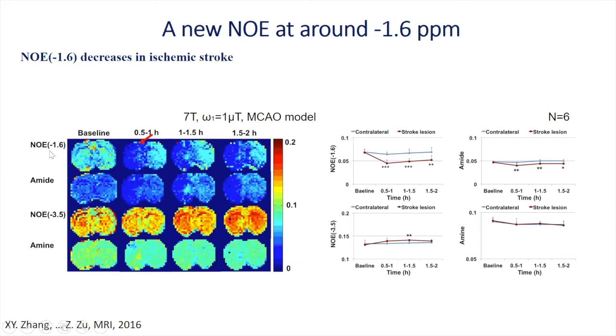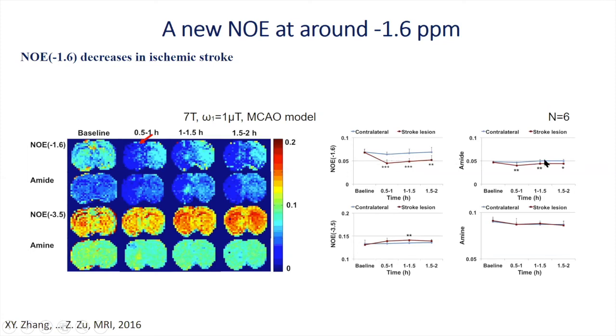We can find that just after onset of the stroke, the lesion becomes dark, and this is also true for APT. We also performed a statistical analysis with 6 animals: NOE -1.6, APT, NOE -3.5, and amine. We can find that NOE -1.6 shows better significance, and the contrast is also bigger than the others. Here we still don't know the contrast mechanism, but I'm sure that this is different from APT.